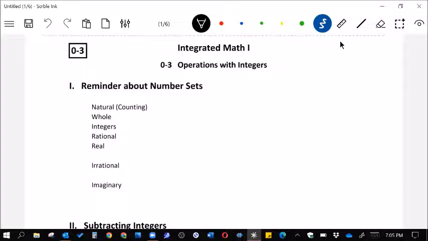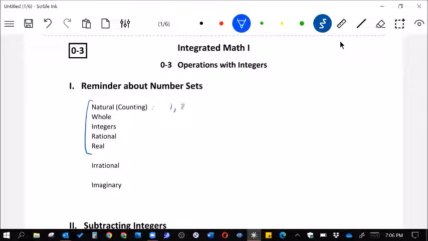Let's look at a reminder about number sets. These are grouped together for a reason. Let's talk about what these types of numbers are. Natural numbers are what we call the counting numbers.